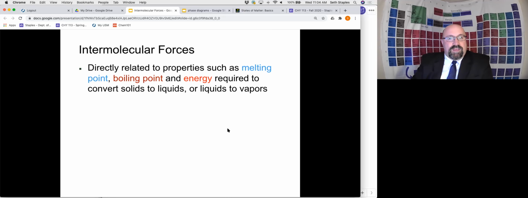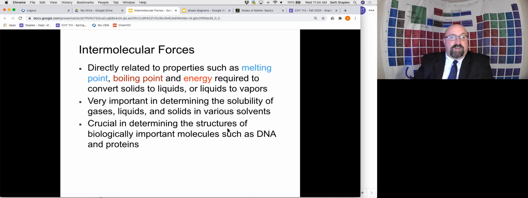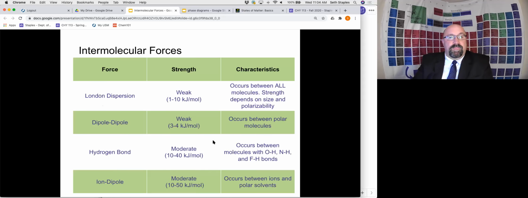And so intermolecular forces, like we've mentioned, are directly related to properties such as melting point and boiling point, and the energy that's required to convert solids to liquids or liquids into gases. And they're also very important in determining the solubilities of gases and solubilities of various substances in general. And like I had mentioned, some of the structures of some important molecules.